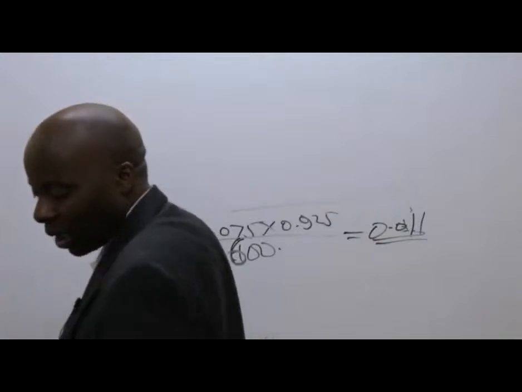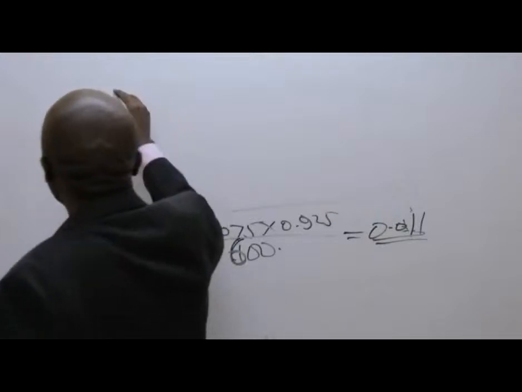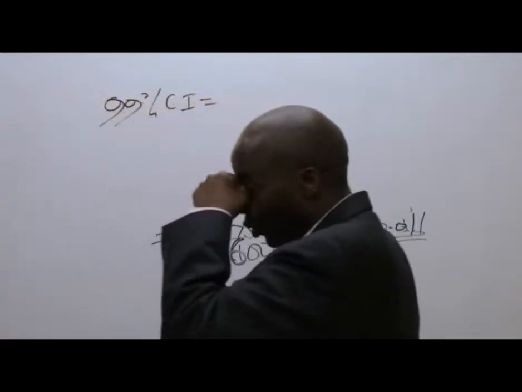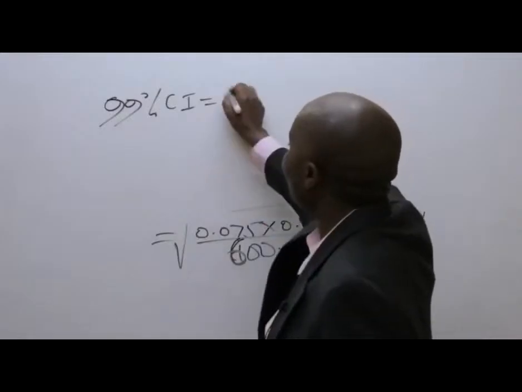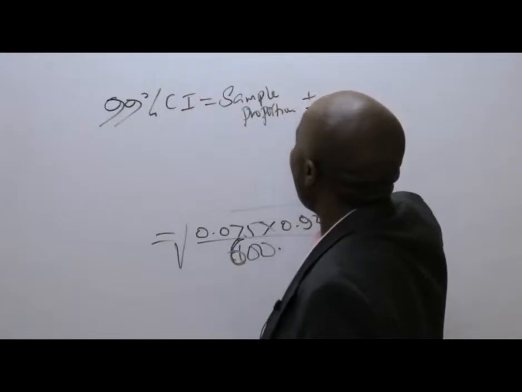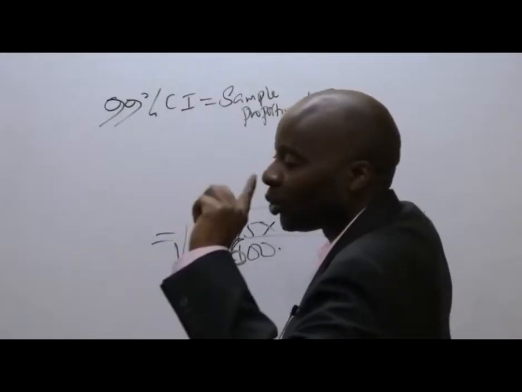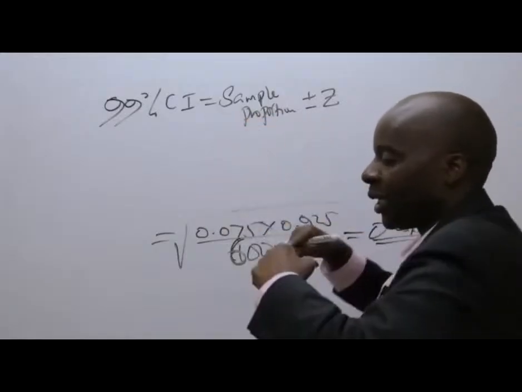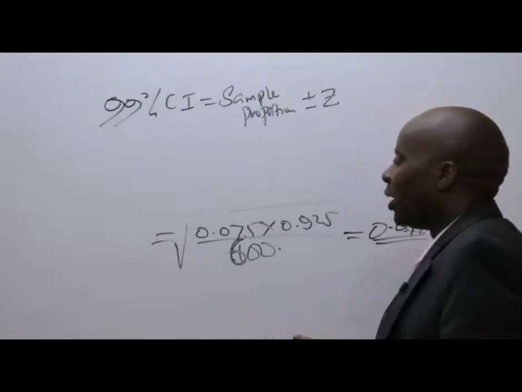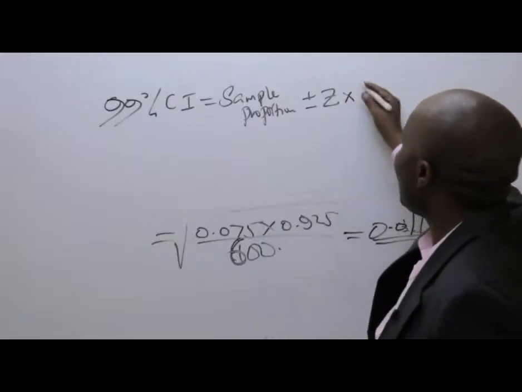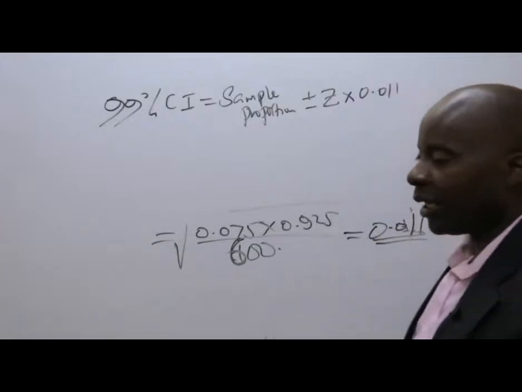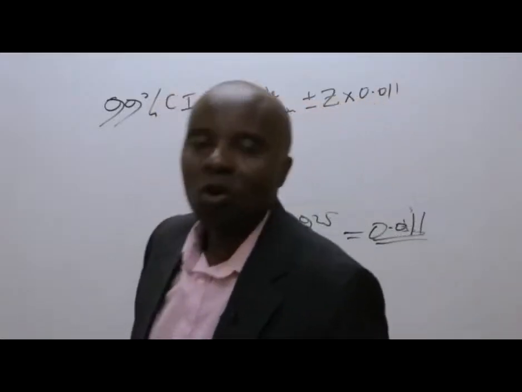So I will come and talk about the 99% confidence level. The 99% confidence interval will be equal to the sample proportion, plus or minus Z times the standard error, which is 0.011. Of course here we are looking for Z because we are still tackling large samples.